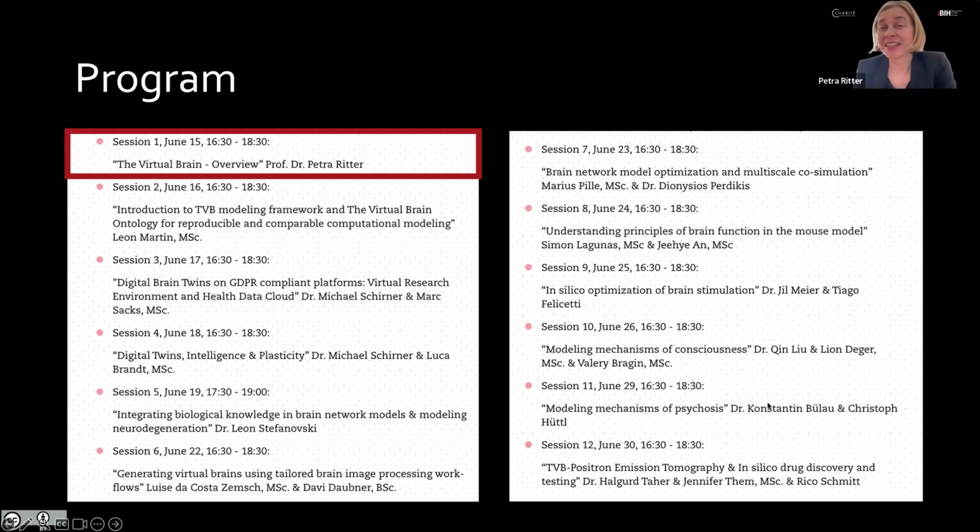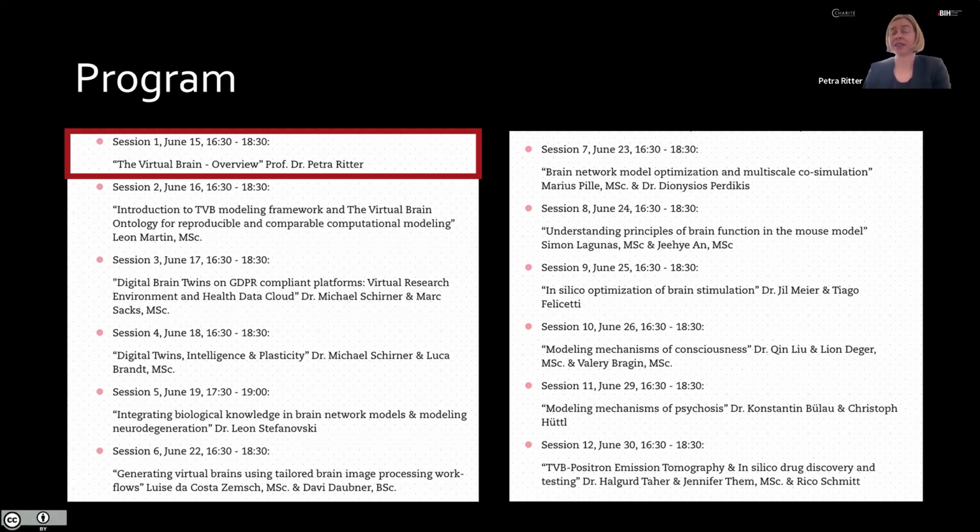On June 29th, Konstantin Bühlau and Christoph Hüttel will talk about modeling mechanisms of psychosis. And then in our last session on June 30, Halgor Taher, Jennifer Thiem and Rico Schmidt will dedicate the 2 hours to TVB, which stands for The Virtual Brain, positron emission tomography, and in silico drug discovery and testing.